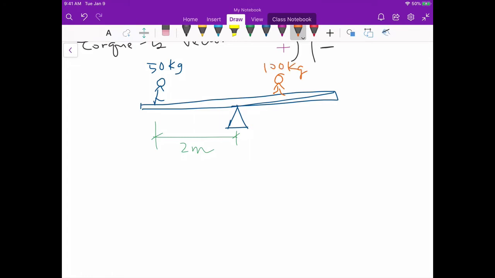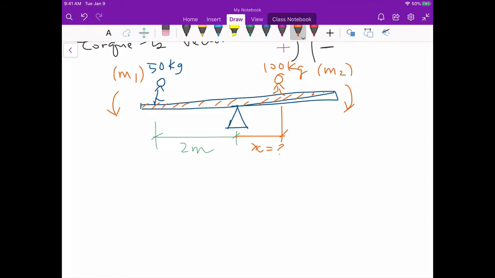Let's imagine that they are planning to keep it balanced. That means it's not tipping in either the counterclockwise direction or the clockwise direction. What do they need to do? They have to balance the torque. If this is mass 1 and this person is mass 2, and someone asks you where mass 2 should be seated so that the two will achieve equilibrium?